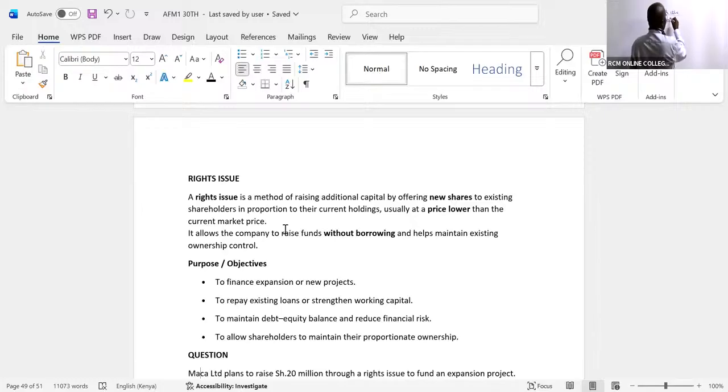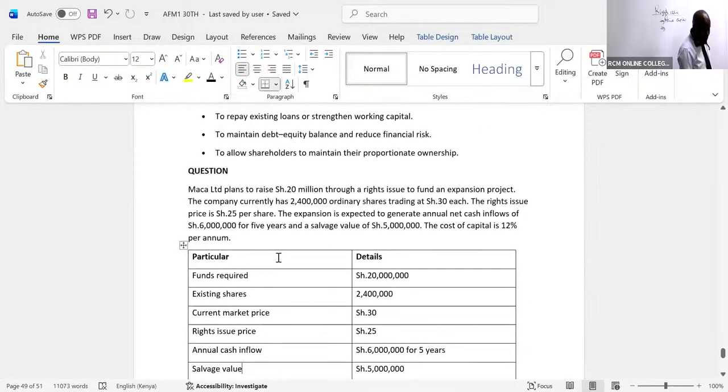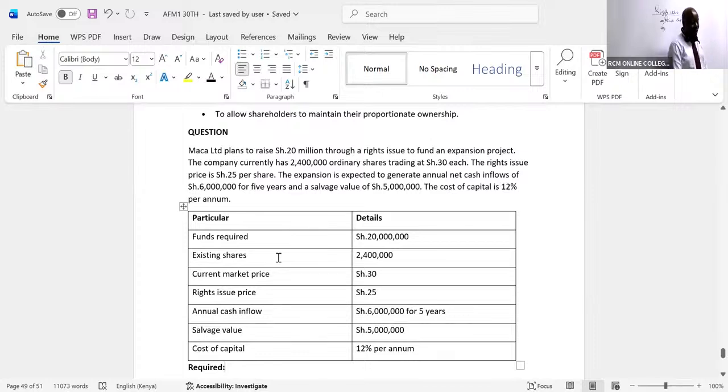Yes, we want to raise capital for new projects, to pay our debts. Very important. And I would want us to do the question that is on that paper. Now you have to open it. A very important question. Once we finish that question, then we shall be through with the class.